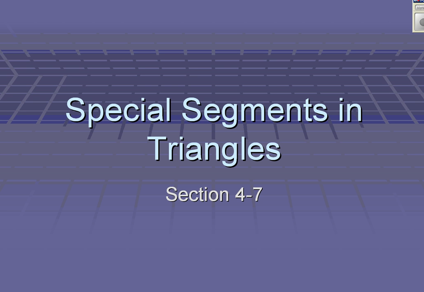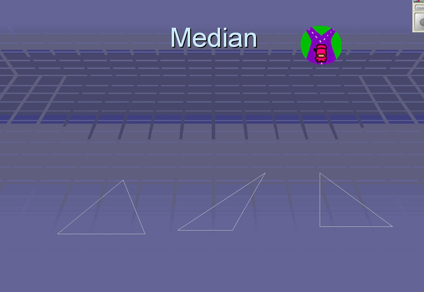Section 4.7 in our textbook here discusses special segments in triangles, and we're going to be going through some of those special segments now. The first one is the median.